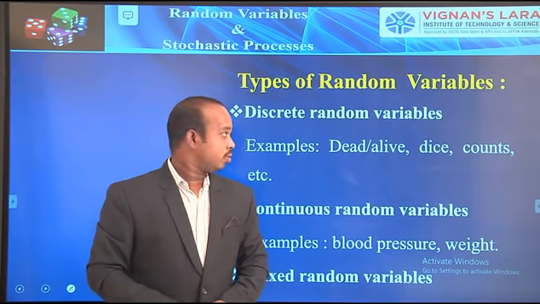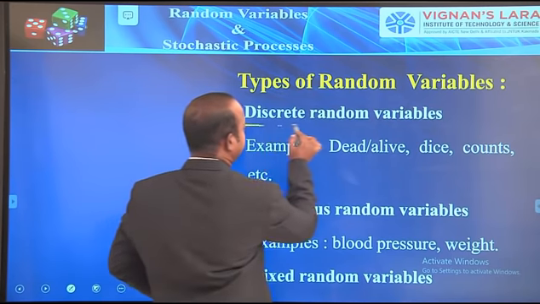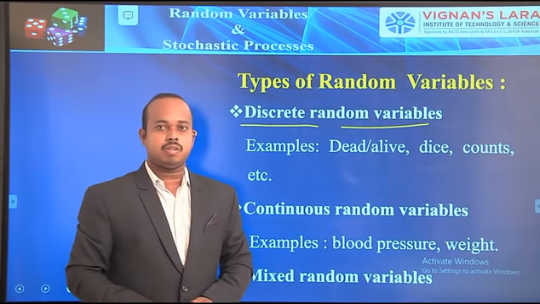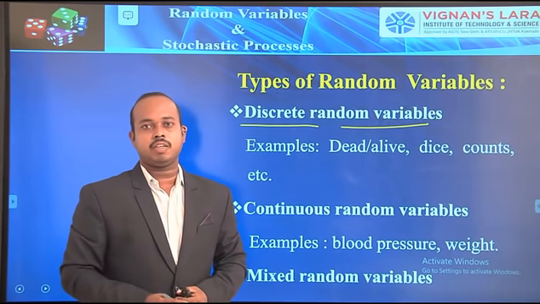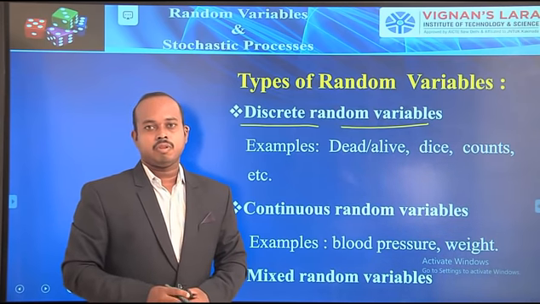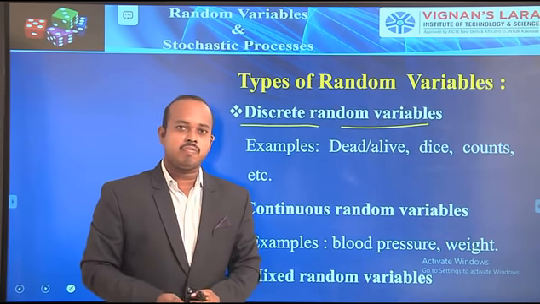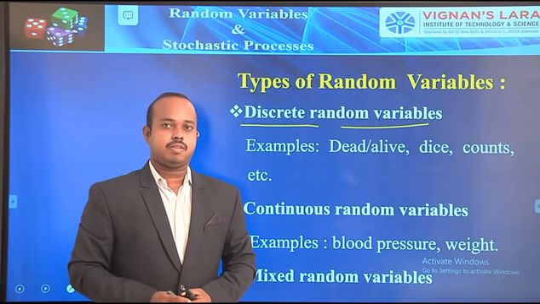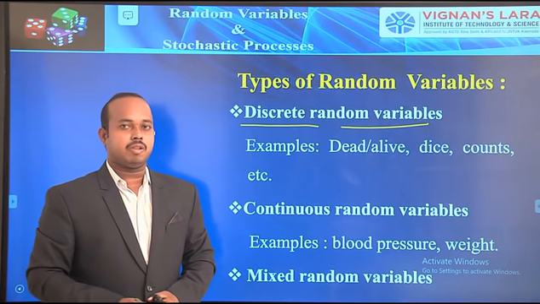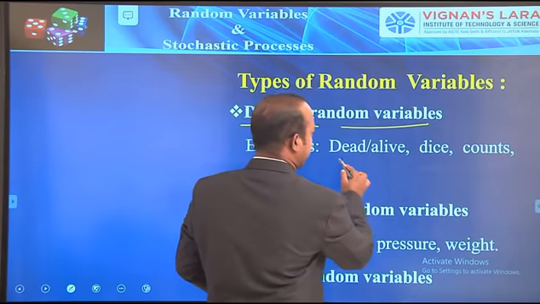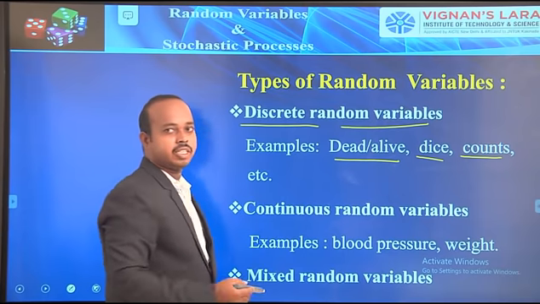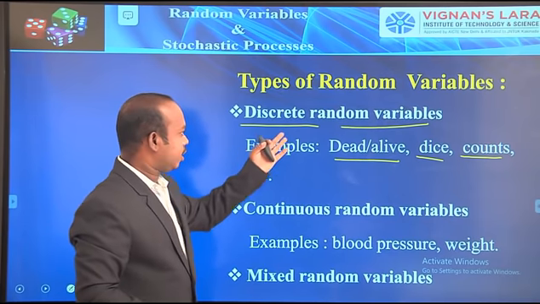The first one is discrete random variables. How do we define discrete random variables? A discrete random variable takes discrete values in a finite interval. The discrete values are taken from the sample space. What are some examples related to discrete random variables? Let's see some examples: dead or alive, a die roll, and counts. These are some examples related to discrete random variables.